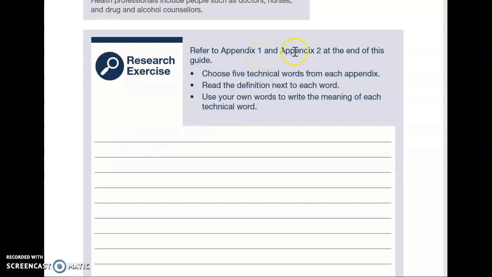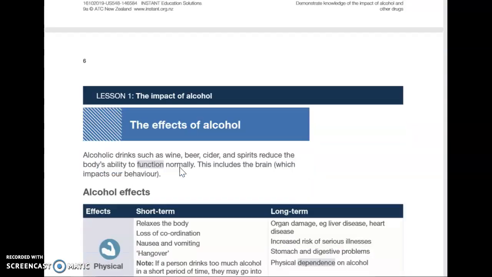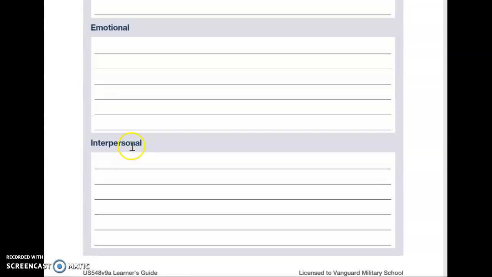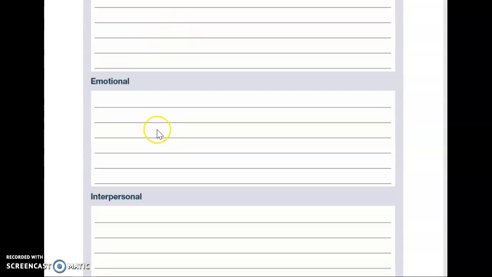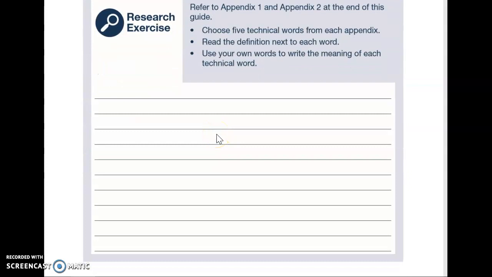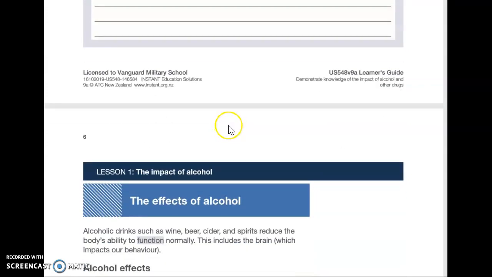So it's 5 from here, 5 from here, that's 10. 1, 2, 3, 4, 5, 6, 7, 8, 9, 10, with an extra line here. You'll probably have to use quite small handwriting here, writing the word and what it means for each one. Okay, so that's your task for today: filling this out and then moving down here to do this research exercise on technical words.